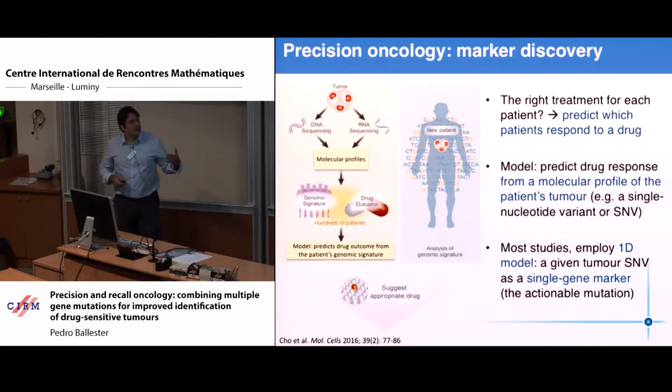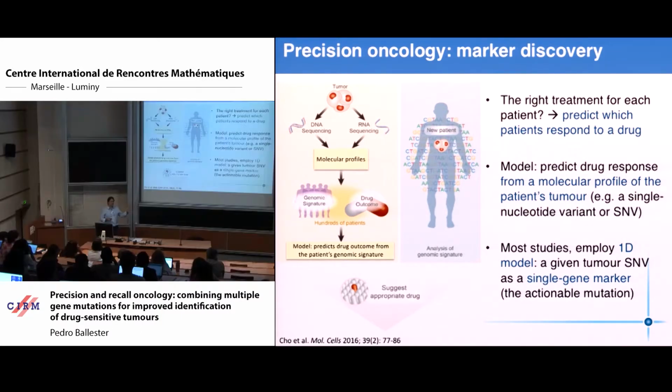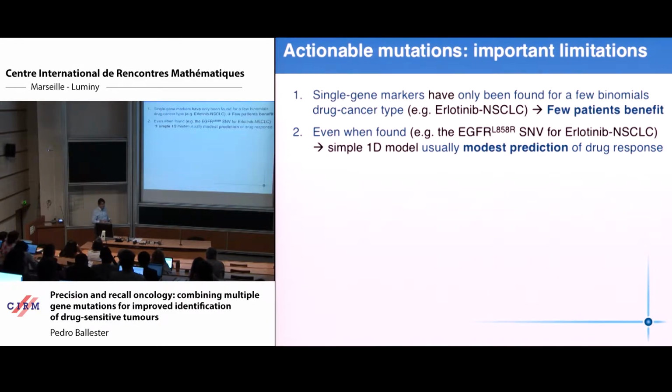Now, most studies so far have used a one-dimensional model, which is essentially identifying which somatic mutation in the tumor is most discriminative between patients that respond or not to a particular treatment. And this has a number of limitations. First, single gene markers have only been found for a few drug cancer type pairs, for instance erlotinib treating this form of lung cancer, which means that few patients currently can benefit from this kind of model.